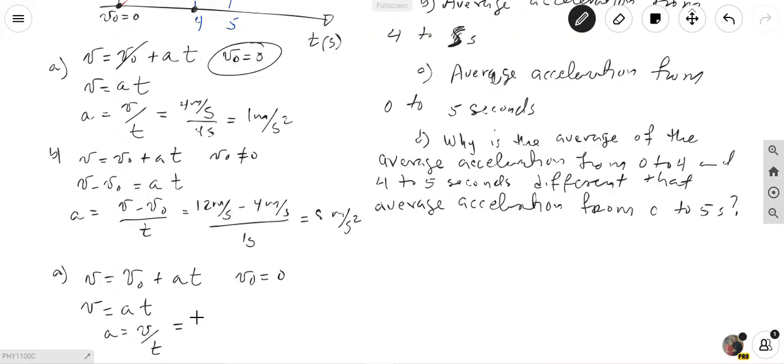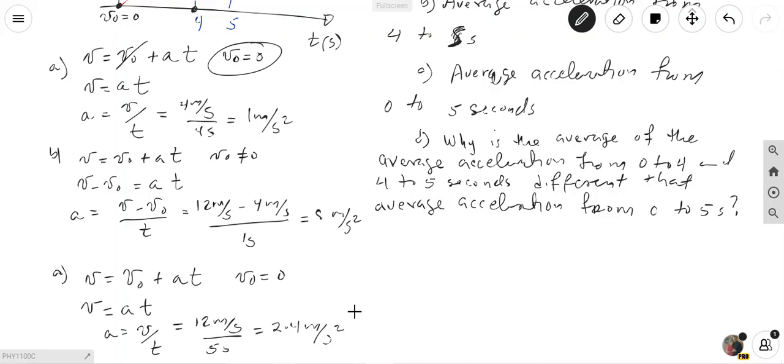So my velocity goes from 0 to 12, exactly. So I have 12 meters per second divided by the time that goes from 0 to 5 seconds. So I have 5 seconds here. When I divide 12 meters per second by 5 seconds, I get 2.4 meters per second squared, right? So this is, in this case, the average acceleration from 0 to 5 seconds.